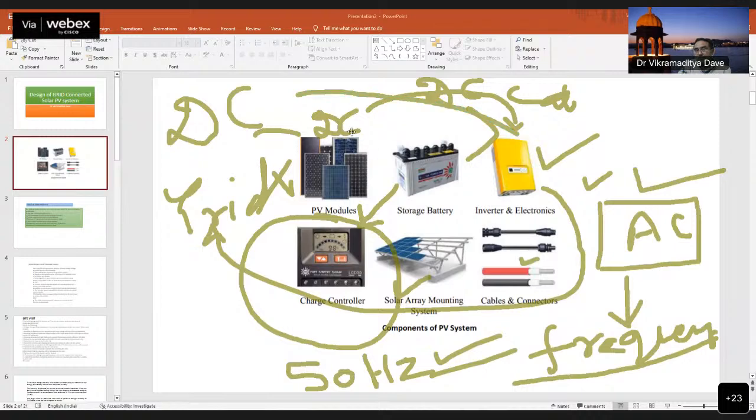So when PV modules through cables come to the inverter, there will be different types of connectors. These are the solar connectors. They will be connected to our inverter, and the inverter will convert into AC of 50 hertz, and then we will feed it to the grid. तो मेरे ख्याल से ये सारे आपको पिक्चर समझ में आ गए होंगे. If this is set in your mind, module, battery, inverter, the charge controller, solar mounting system, cables and connectors, then I think you will face no problem in understanding the solar system.